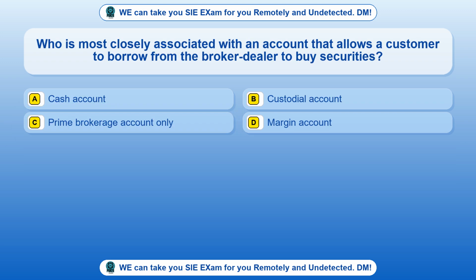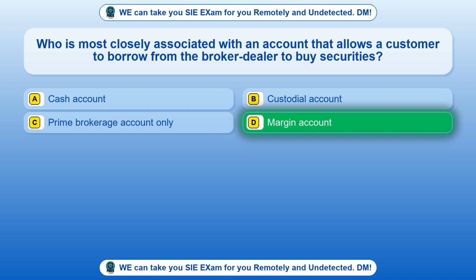Question 60. Who is most closely associated with an account that allows a customer to borrow from the broker-dealer to buy securities? Option A, cash account. Option B, custodial account. Option C, prime brokerage account only. Option D, margin account. The correct answer is option D, margin account.